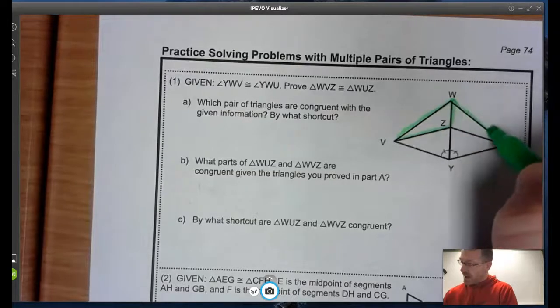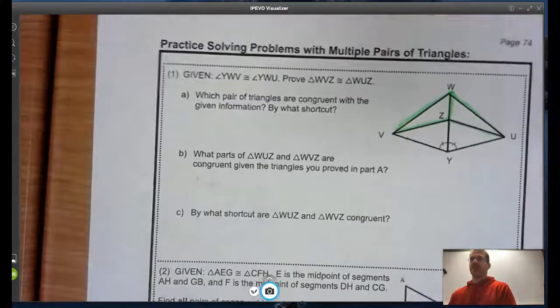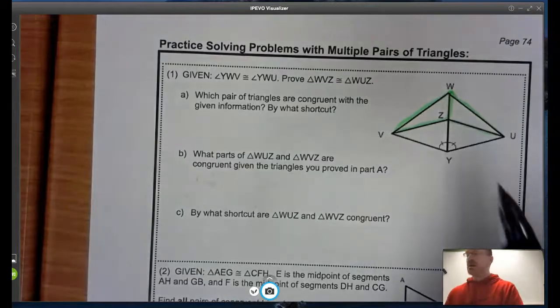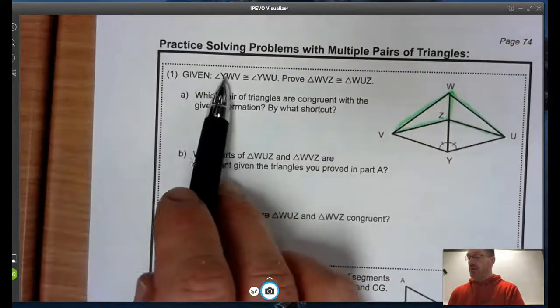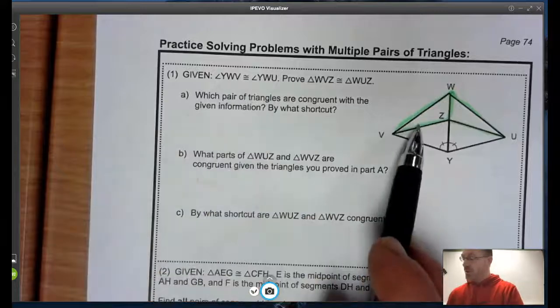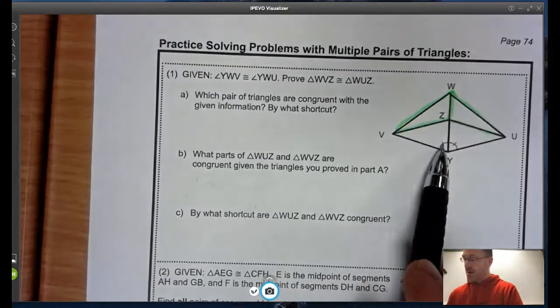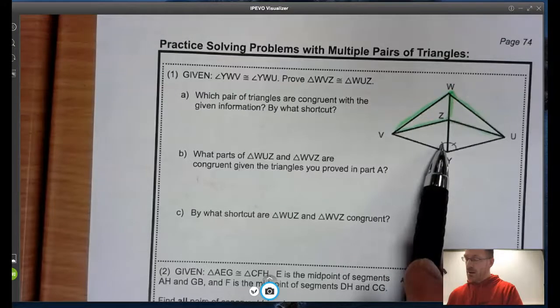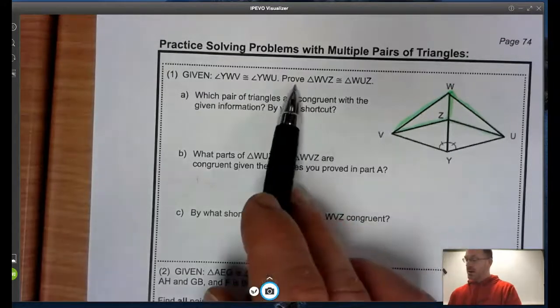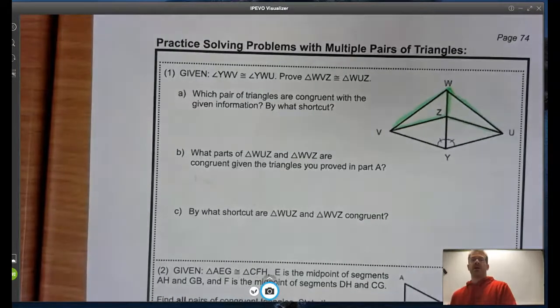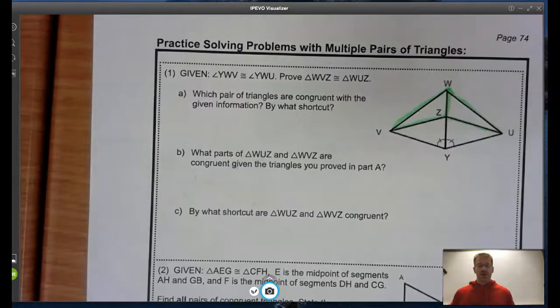So that's this guy right here. Okay, all right, so that's what we want. So that's our goal, right? And let's look at this given information here. So angle WYV, that's marked for us here, is congruent to angle WYU. So we have those angles marked there. Okay, so which pair of triangles are congruent with this given information?